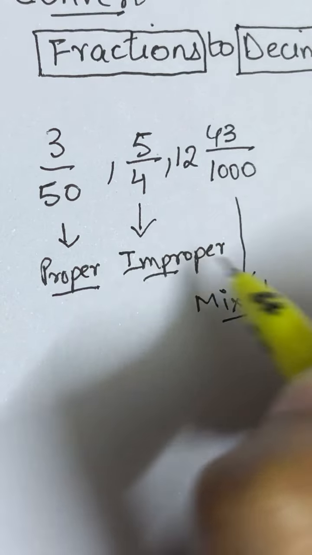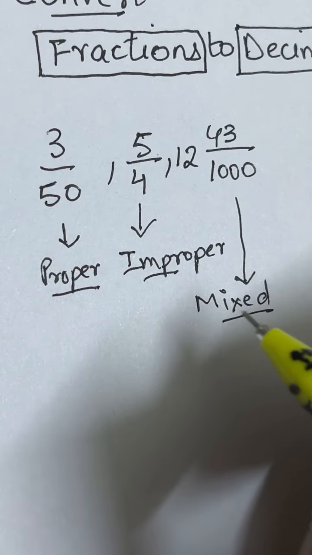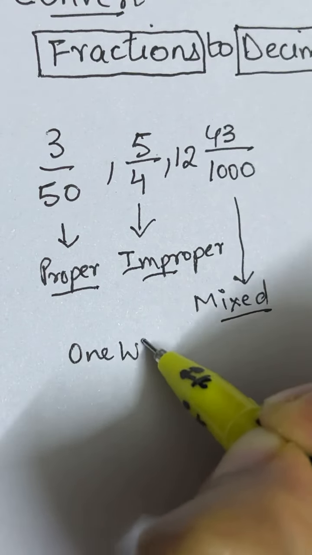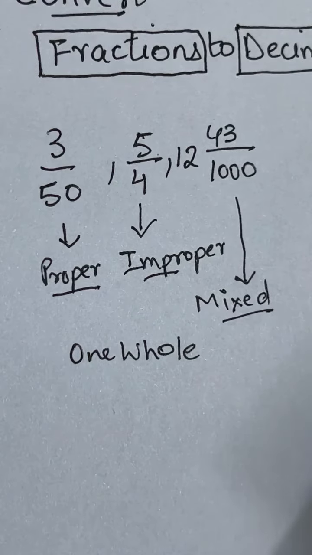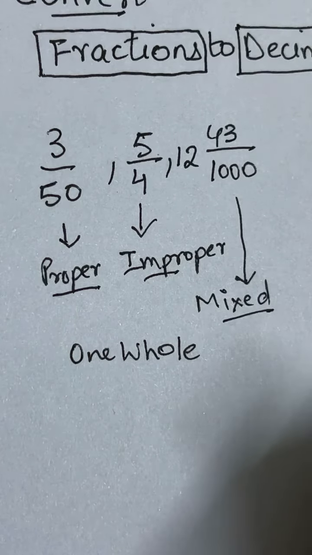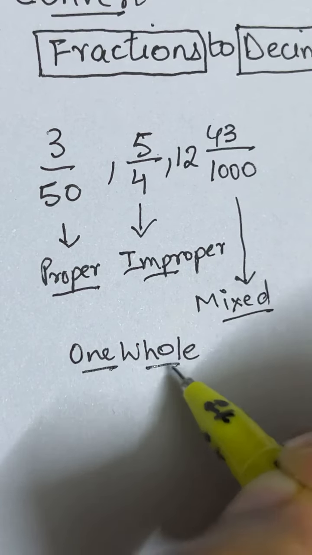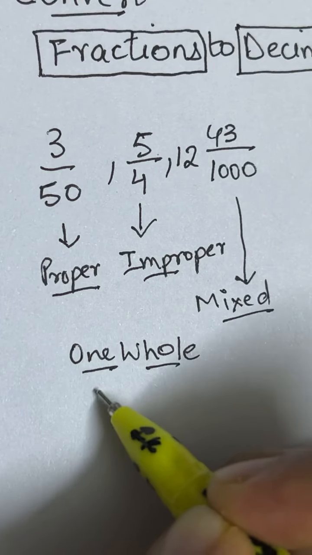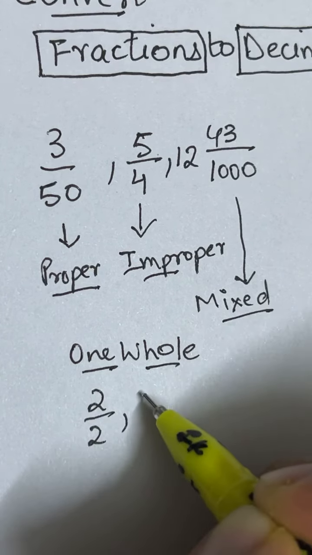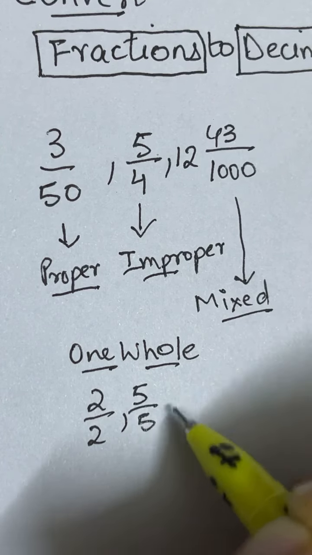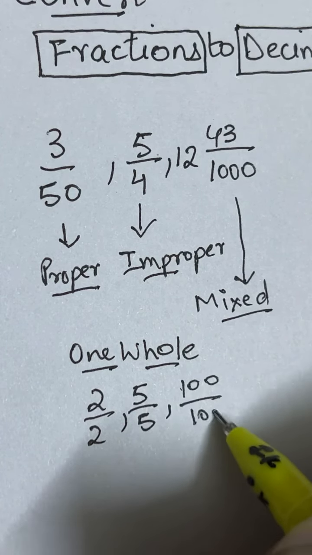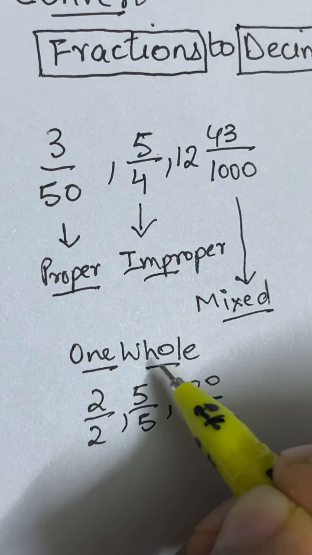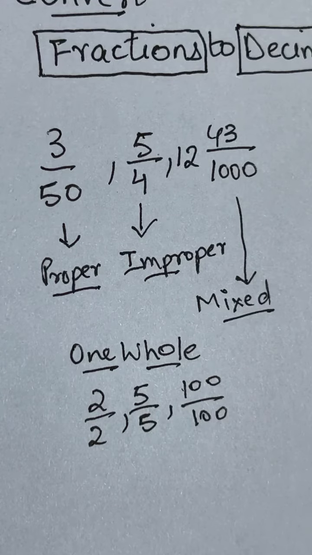So these are the three types of fractions, and there is one more type of fraction. We call it one whole. Now you would say one whole is not a fraction, it is the number one. A fraction whose numerator and denominator are the same, for example 2 over 2 or 3 over 3 or 5 over 5 or 100 over 100, is called one whole.